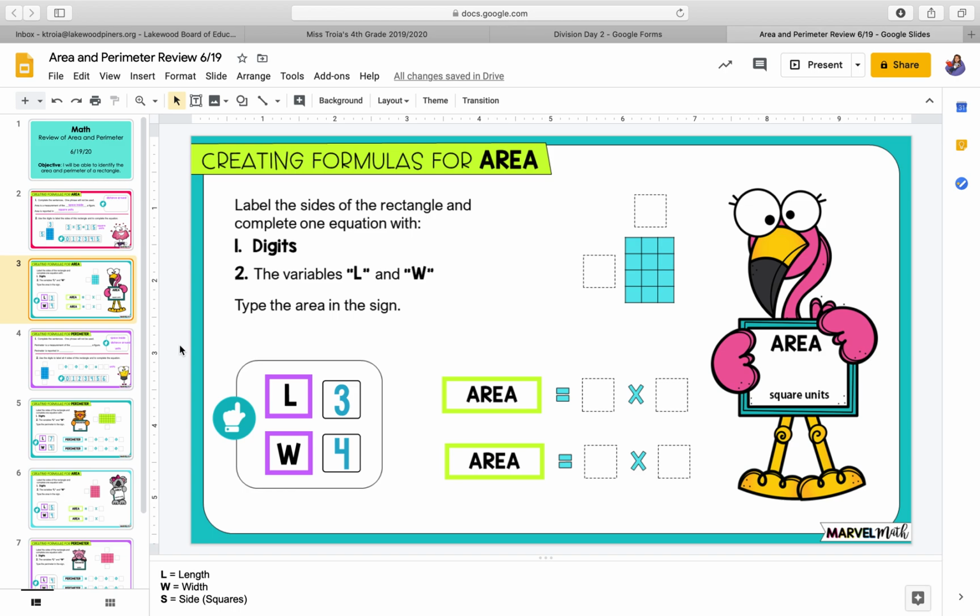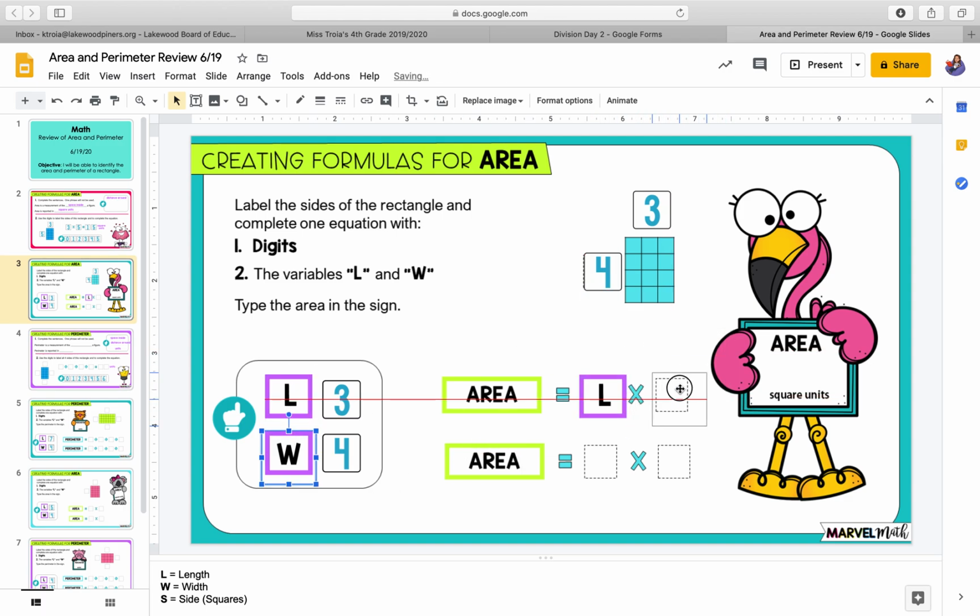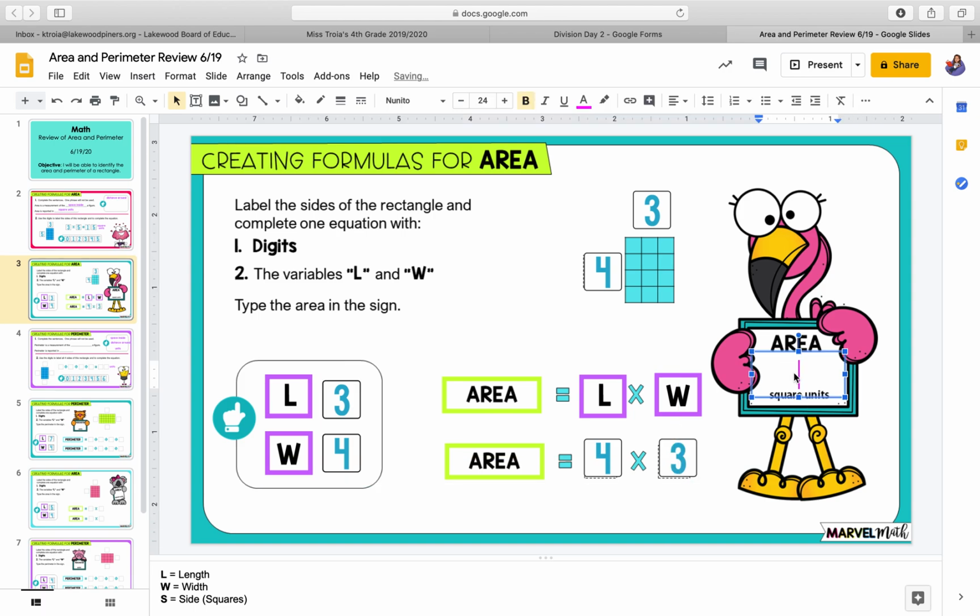Let's try more. Label the sides of the rectangle and complete one equation with the digits and then the variables length and width, L and W. Type the area and the sign, obviously the sign that the flamingo is holding. So let's look at the rectangle at the top. I see again there are 3 units going across for the width, and then the length is 4. So I have to do the length times the width. 4 times 3, and that's a pretty simple multiplication problem, is 12 square units.